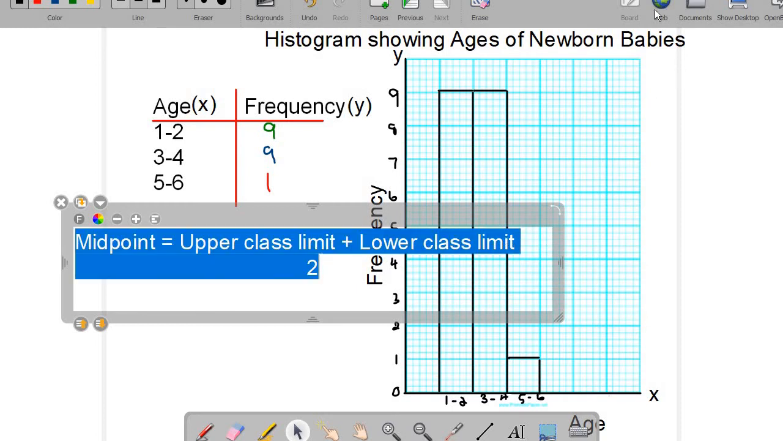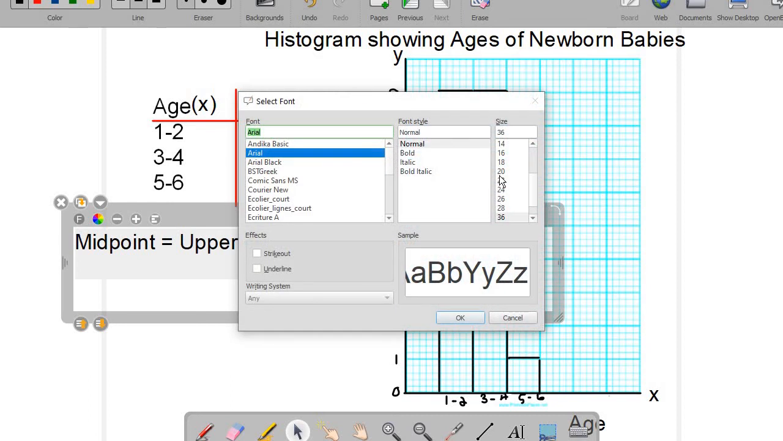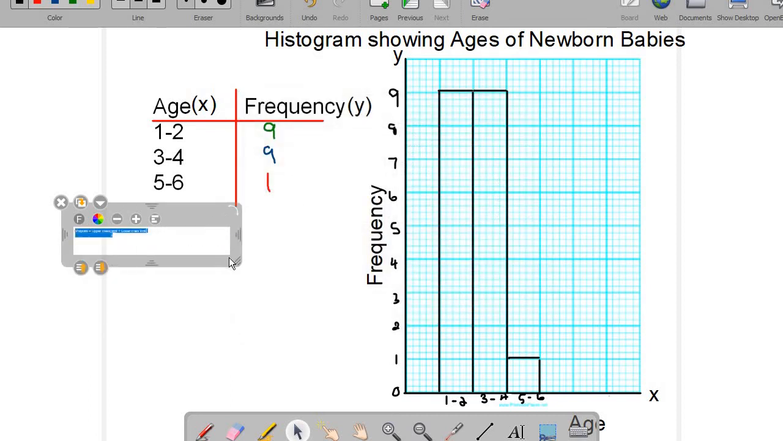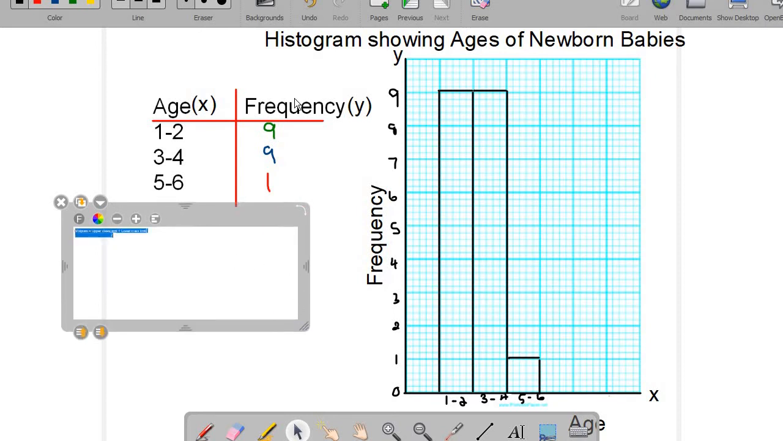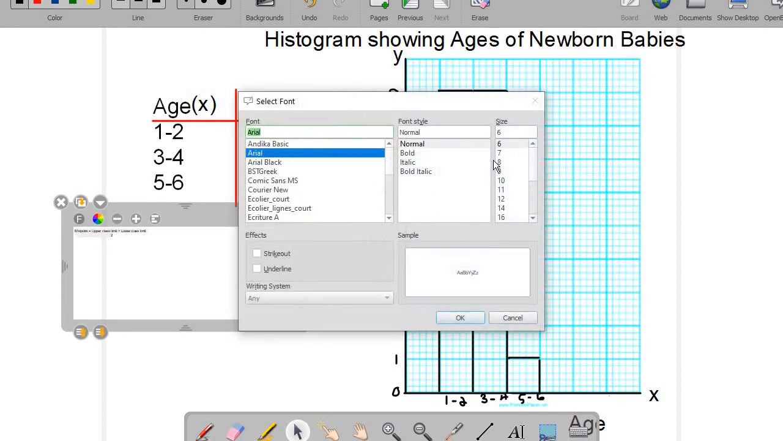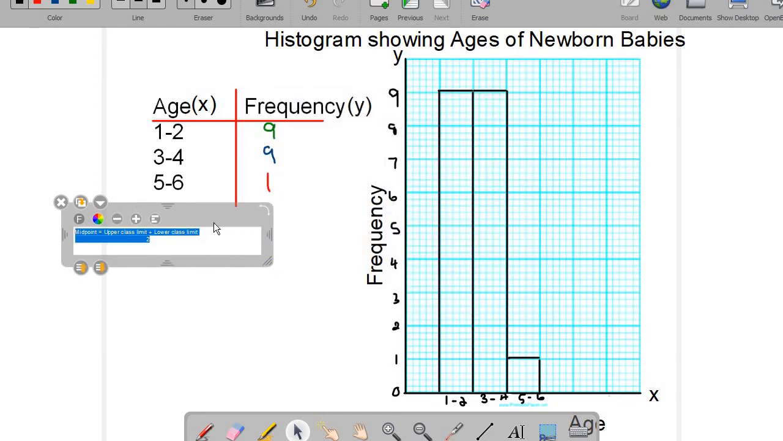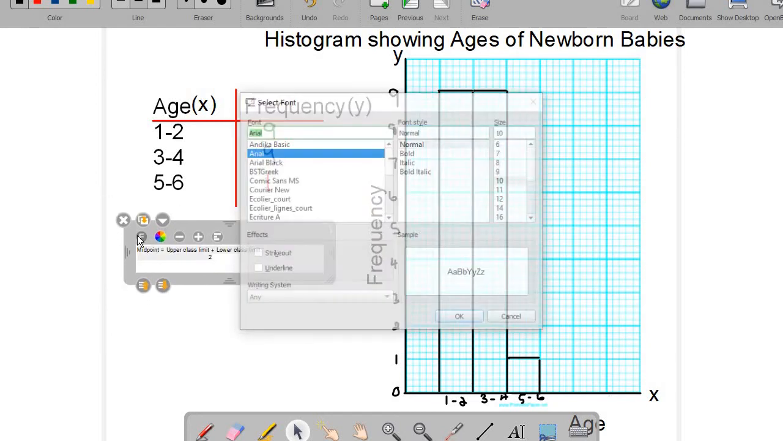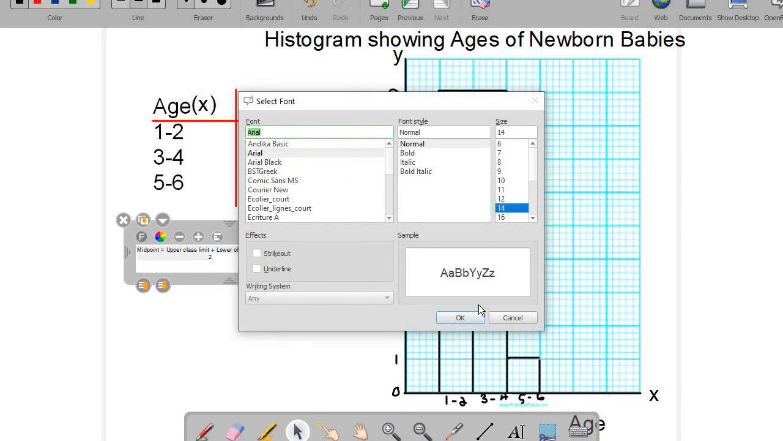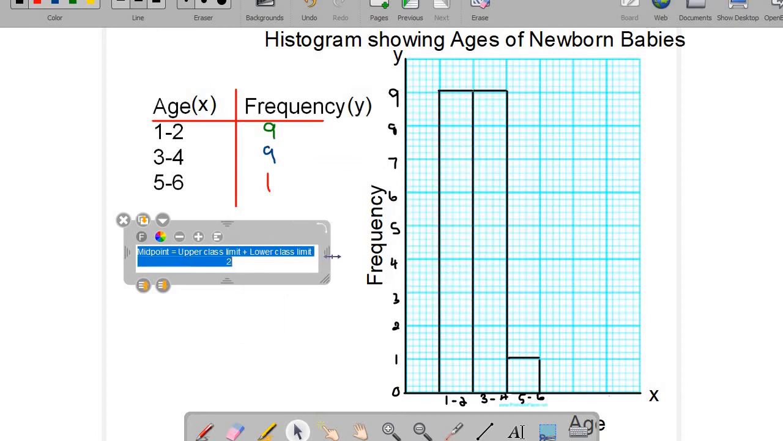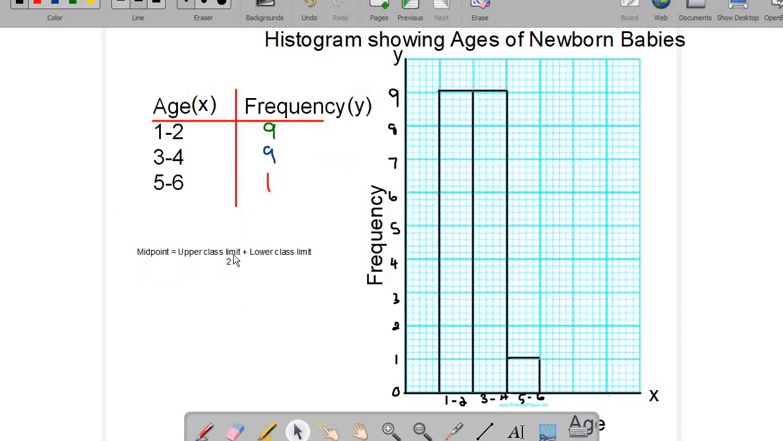Let me see if I can reduce this font. Alright, maybe that was a little too small. Let me try to increase the font some more. Alright, I think that's visible.